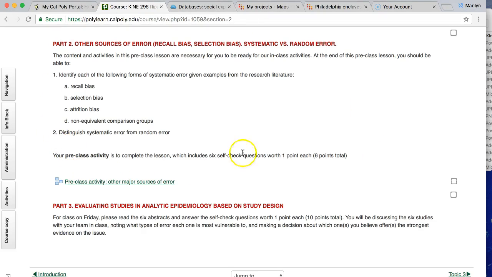So there will be a part 2 for the second day of the week. They would have another pre-class activity on other sources of error and a lesson developed to address those. And the in-class activity for this would really parallel what they did the first day. So a review of what they've done for pre-class and completing the table, but considering these other sources of error.